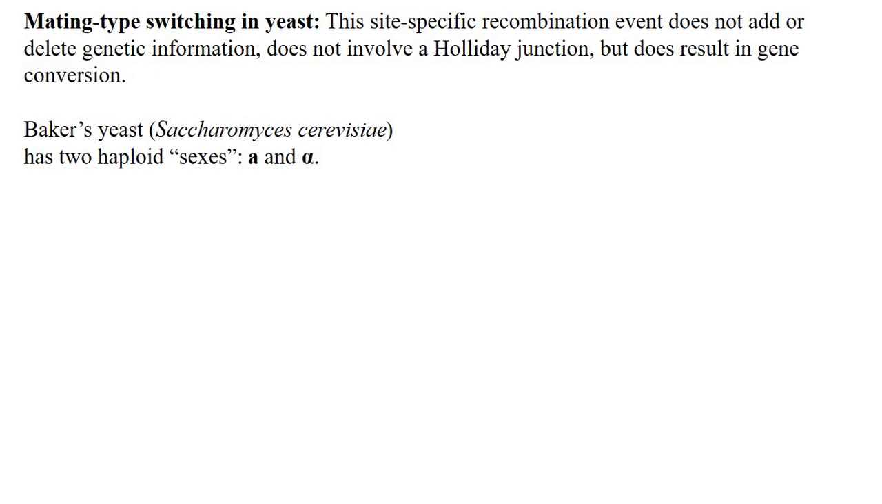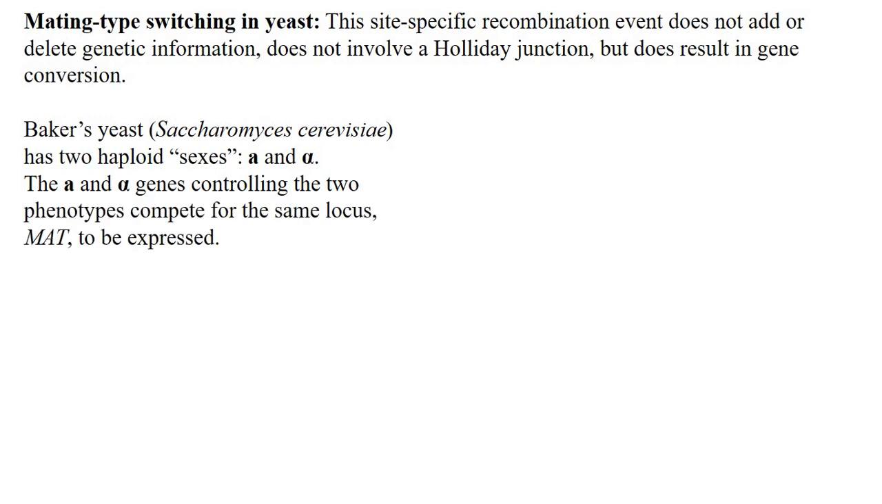Saccharomyces cerevisiae has two haploid types, two sexes you can call them, A and alpha. These A and alpha genes control two phenotypes. They compete for the same locus, MAT, to be expressed. So the haploid individuals will be either A or alpha, but if it's a diploid, it needs to have A and alpha both. Two A's or two alphas cannot make a diploid organism.